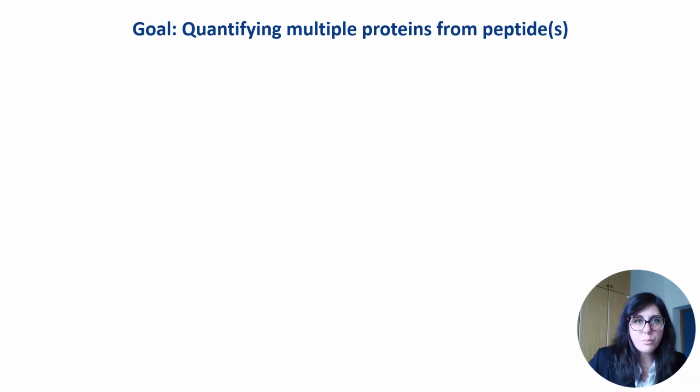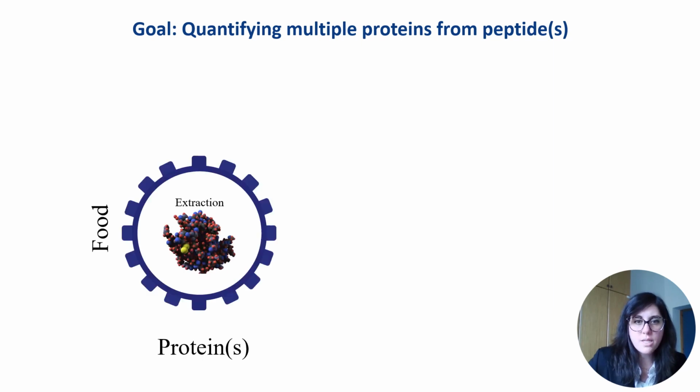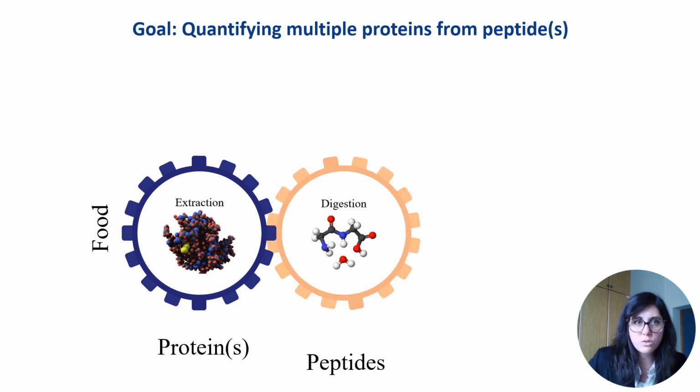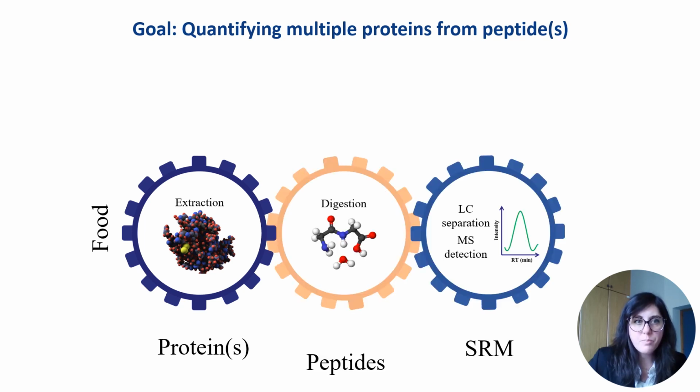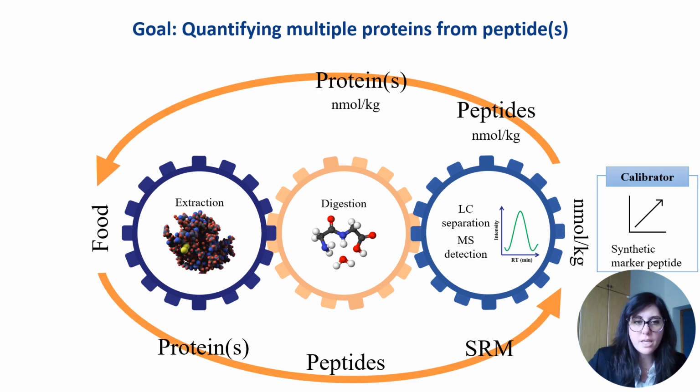The sample preparation process for isotopic dilution mass spectrometry analysis is crucial and follows a bottom-up proteomic approach, where proteins are extracted from the food matrix and digested with enzymes in order to release the peptides. These peptides are chromatographically separated and analyzed by mass spectrometry. And the answer we get is a ratio measurement of the natural peptide versus its isotopic label form.